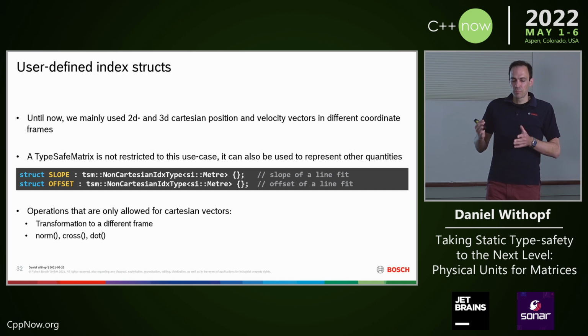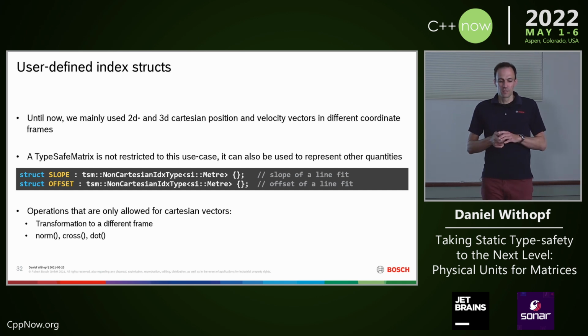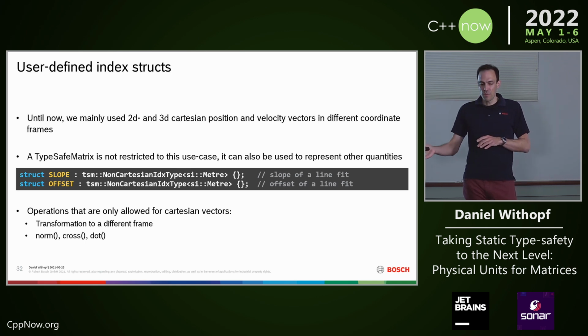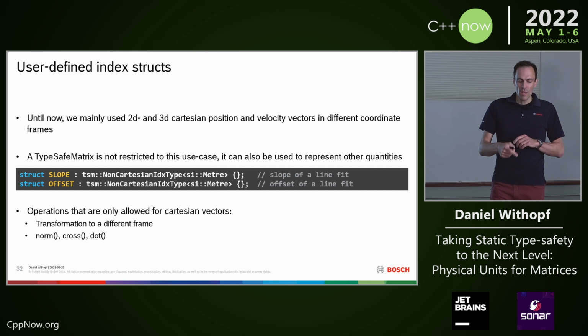So the major difference between Cartesian and non-Cartesian indices is that certain operations are only allowed for Cartesian vectors. For example, transforming to a different frame, taking the norm, the cross product, the dot product, that's only valid in a proper vector space, which means it's forbidden for these non-Cartesian index types.